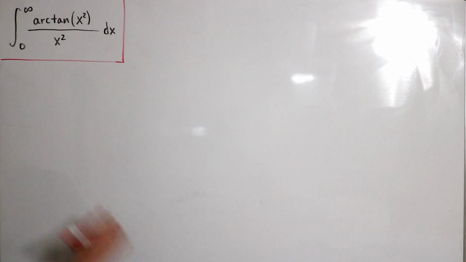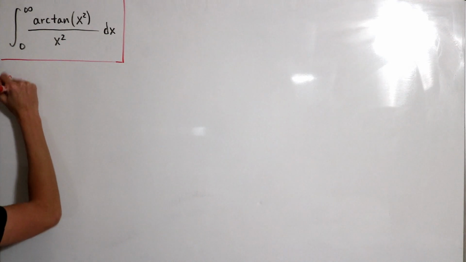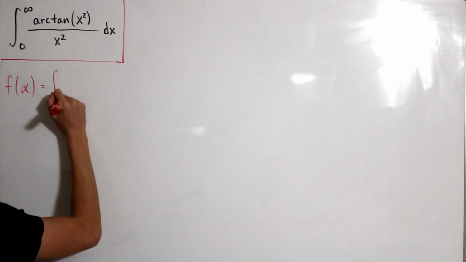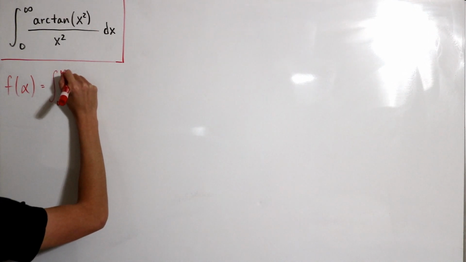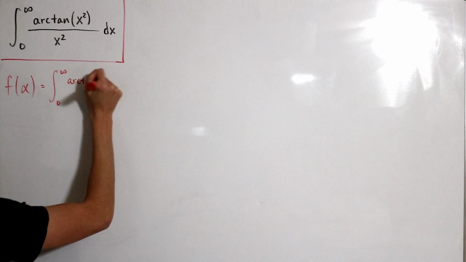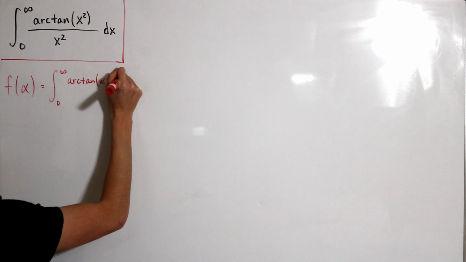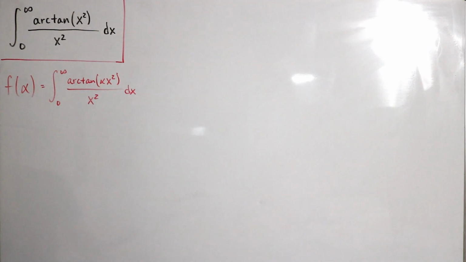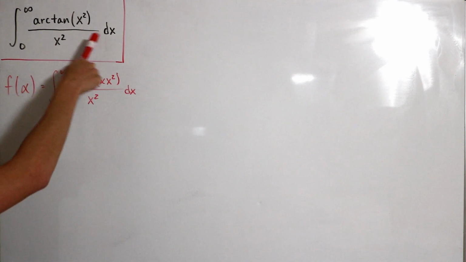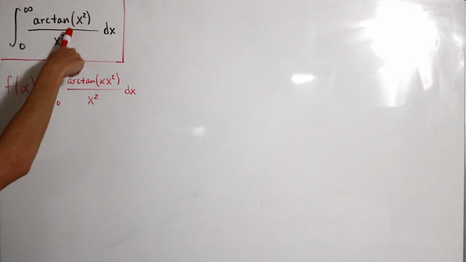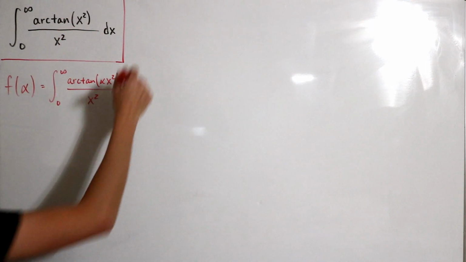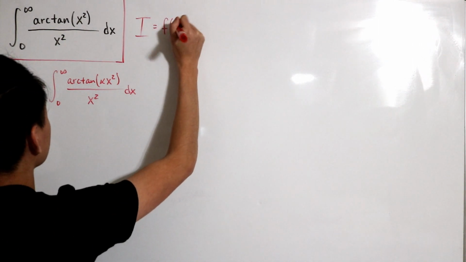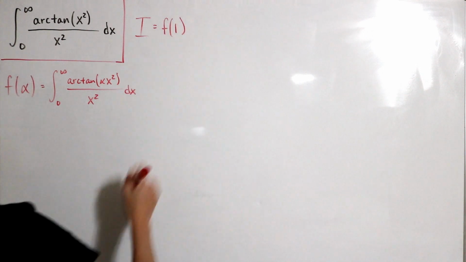Let's first notice that we can define a function. I'll call this f of alpha, and we set that equal to the same improper integral, except the generalization is that we have arctangent of alpha times x squared, divided by x squared dx. It's also worth mentioning that the given integral, which I'll call capital I, is obtained if we plug in 1 for alpha. So just a little note that might come in handy in the future: capital I is equal to f of 1.